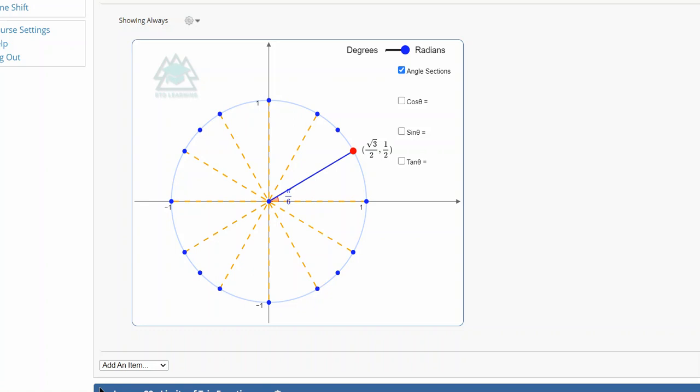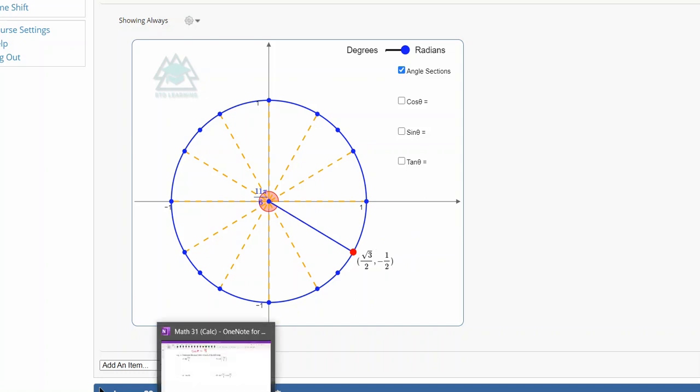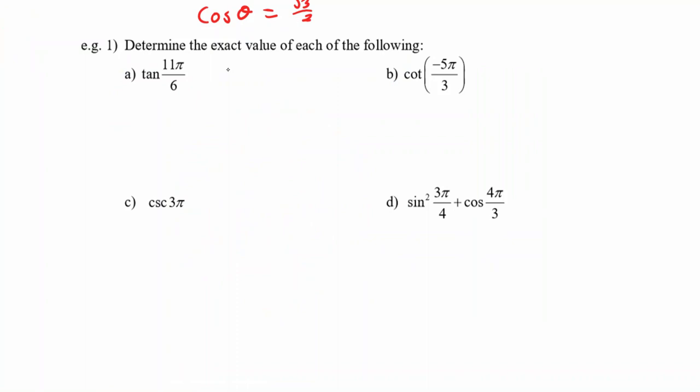Well, 12 pi over 6 would be 2 pi, so I think it's going to be the one right before we're all the way around. So this is the angle we're looking at. Now tan of 11 pi over 6. Well, tan is sine over cos, or y over x. So negative 1 over 2 over root 3 over 2. So it's just going to be negative 1 over 2 divided by root 3 over 2.